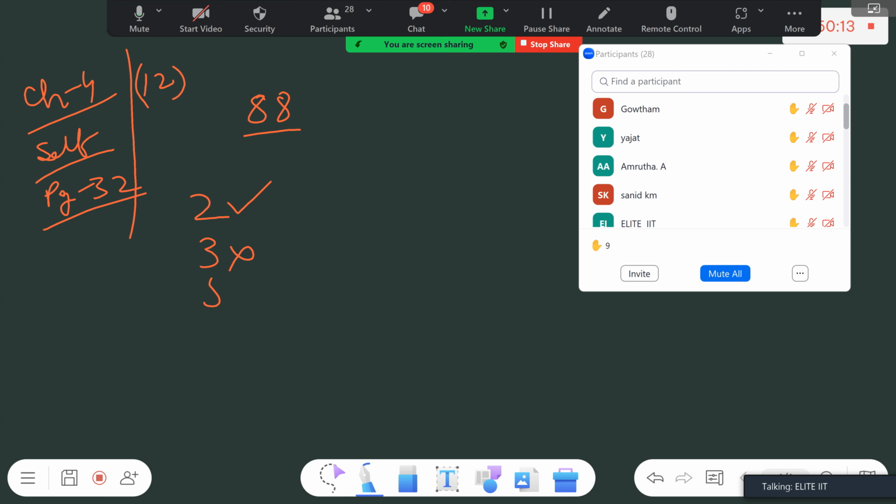Can you divide 88 by 7? No. Check only the prime factors. What is the question given? Prime factors of 88. So we will only check for the prime numbers. Can you divide it by 7? No. The next prime number is 11. Can you divide it by 11? Yes.